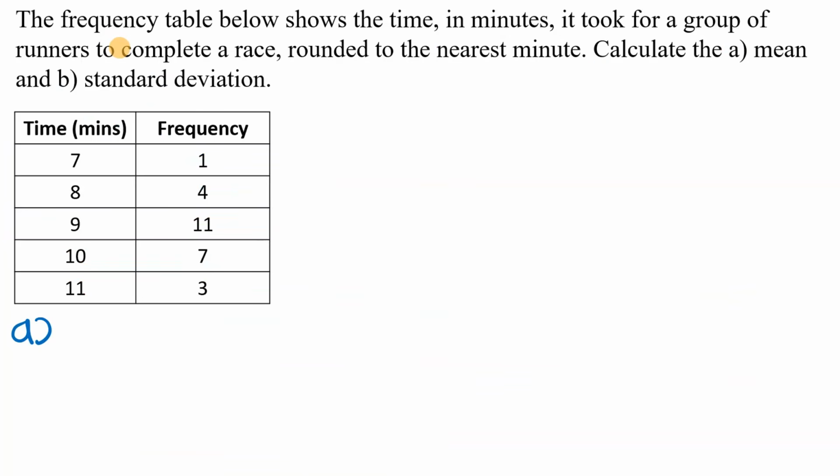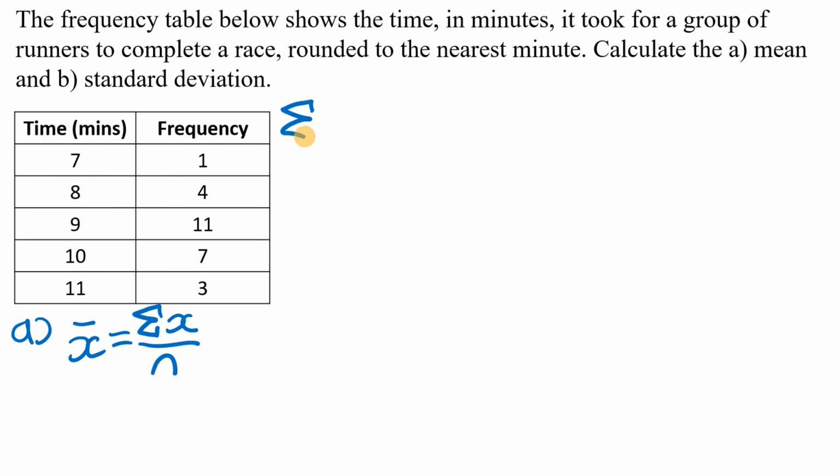Okay, so rather than doing it for a list of data, it's more likely they'll ask you to do it for a frequency table. So here's an example of this, where we have the frequency table that shows the time in minutes it took for a group of runners to complete a race rounded to the nearest minute. And for part A, we need to calculate the mean. Okay, so we talked about how to calculate the mean for a frequency table in the measures of central tendency video. So remember, the mean is equal to the sum of all of the data values divided by the number of data values.